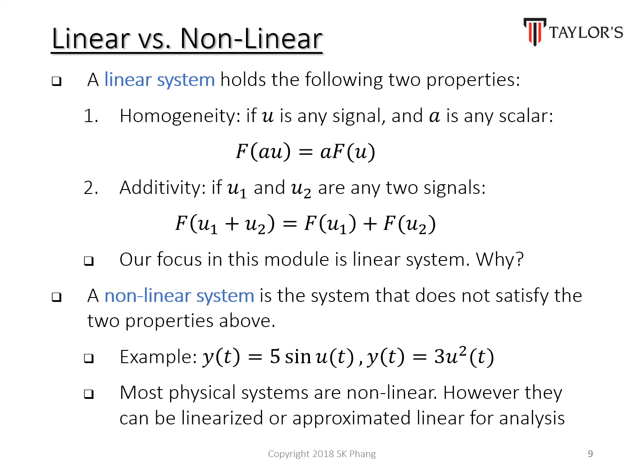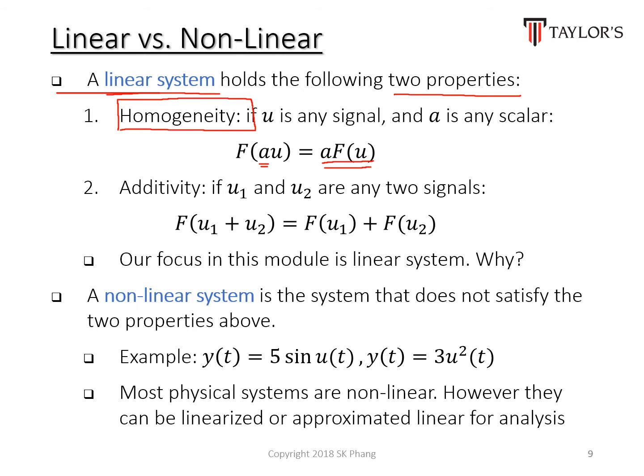Alright, first we look at the linearity of systems. A linear system is defined as one that must satisfy two properties. The first property is called homogeneity. Homogeneity means that any input multiplied by a constant, where A is any constant, is the same as the output of the function multiplied by the same constant.